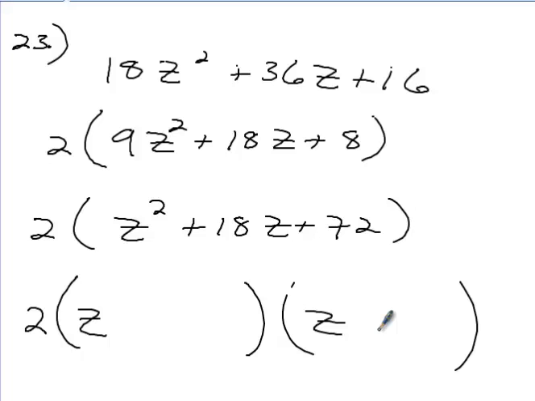So now I need 2 numbers that multiply together to get 72, but when you add them, you get 18. Is that 72? Yeah. I need 2 numbers that multiply together to get 72, but when you add them, you get 18. 9 and 9 is 81, so that's not going to work. 9 and 8, what's 9 plus 8? 17, not 18.